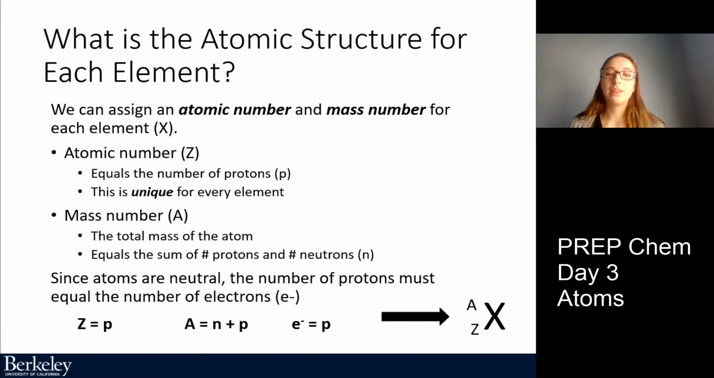And then when we represent this, we will write that in the following format. We have the mass number as the superscript at the top, and then the atomic number as a subscript at the bottom. We'll go through some examples, so hopefully this makes more sense. But again, feel free to post questions in the live chat.